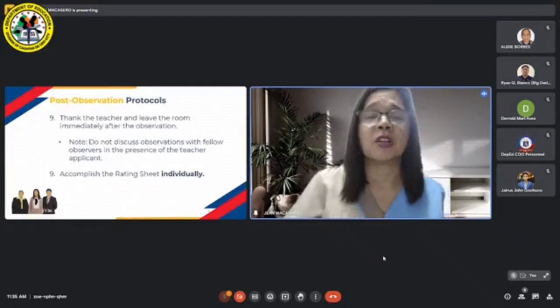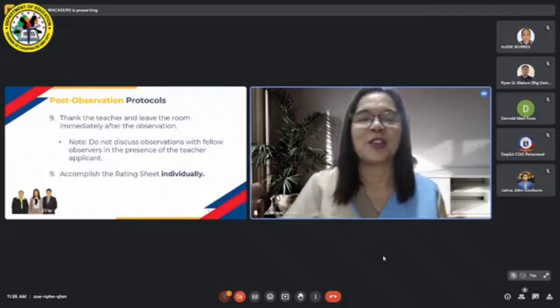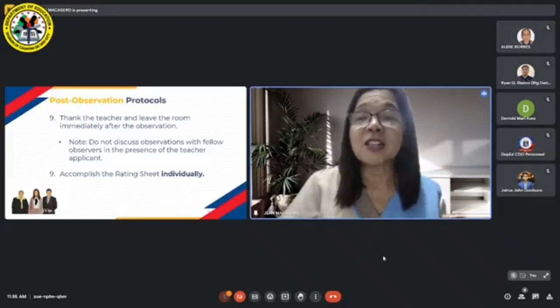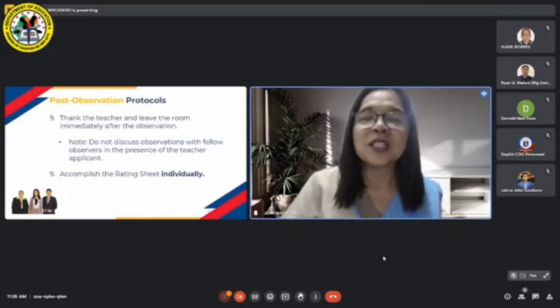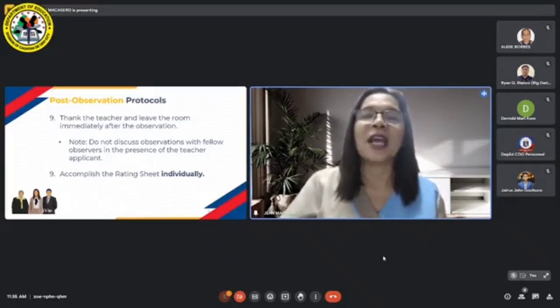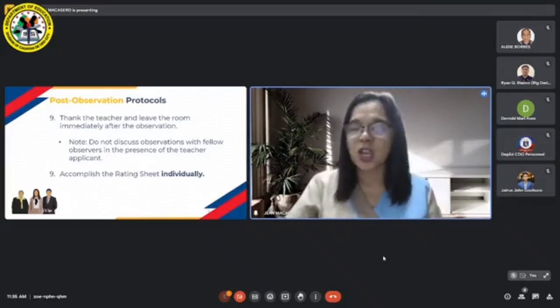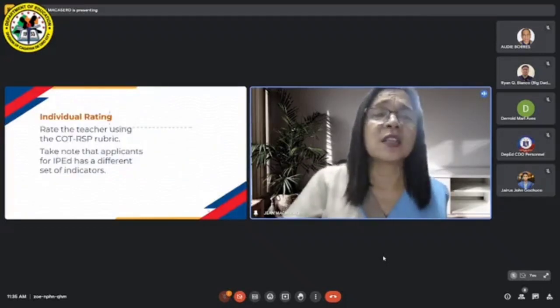Post-observation protocols sa among apa. Thank the teacher and leave the room immediately after the observation. Note, do not discuss observation with fellow observers in the presence of the teacher applicant. Accomplish the rating sheets individually. O, kami ra gina, wala ingon nga mag-share me. Okay, rate the teacher using the COT RSP rubric.